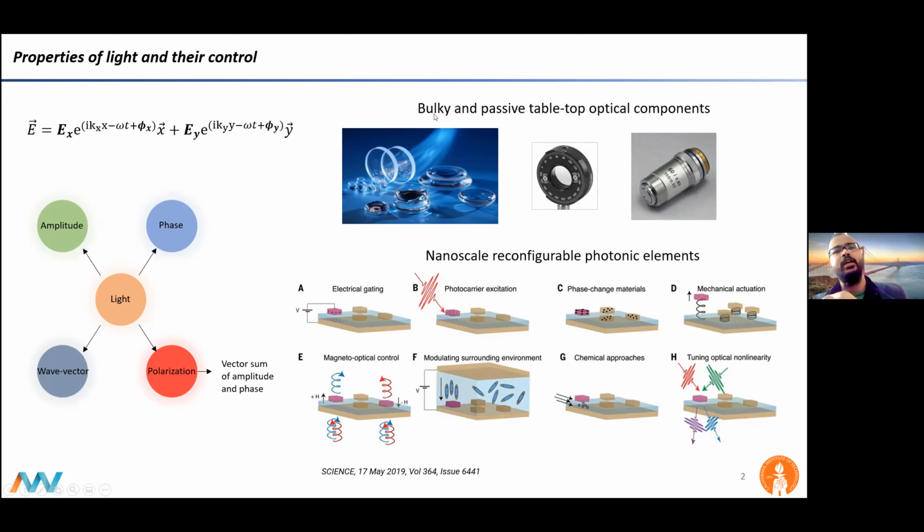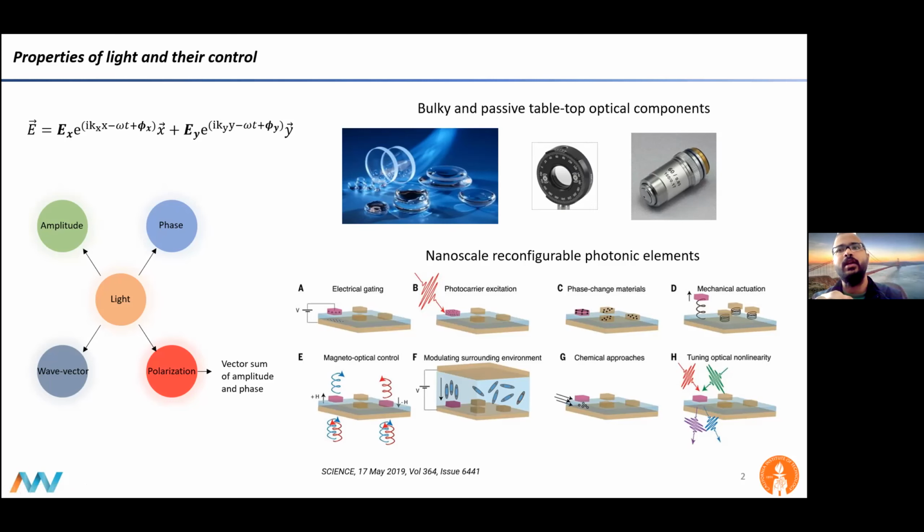And so traditionally, in most of the tabletop experiments in the lab, we use a lot of bulky and passive elements that actually work great in tailoring these properties. So we have lenses, mirrors, wave plates, objectives, and they're supposed to do one particular function, and they do that function very well.